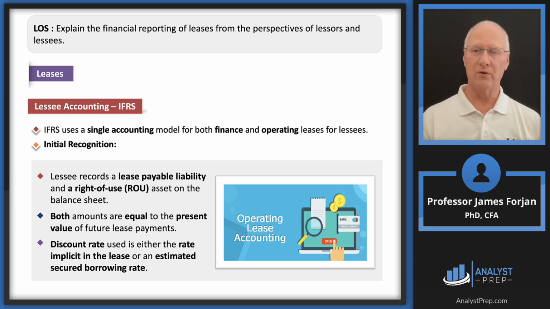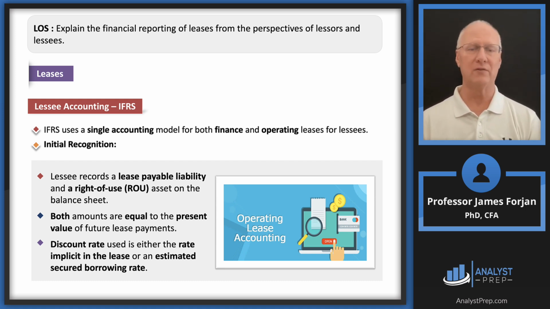So what we're going to do is we're going to call this a right of use asset. We're not going to call it property, plant, and equipment. We'll have a separate section in there, right of use. And then we'll have some liability on the right-hand side of the balance sheet. Let's just call it lease payable, right?